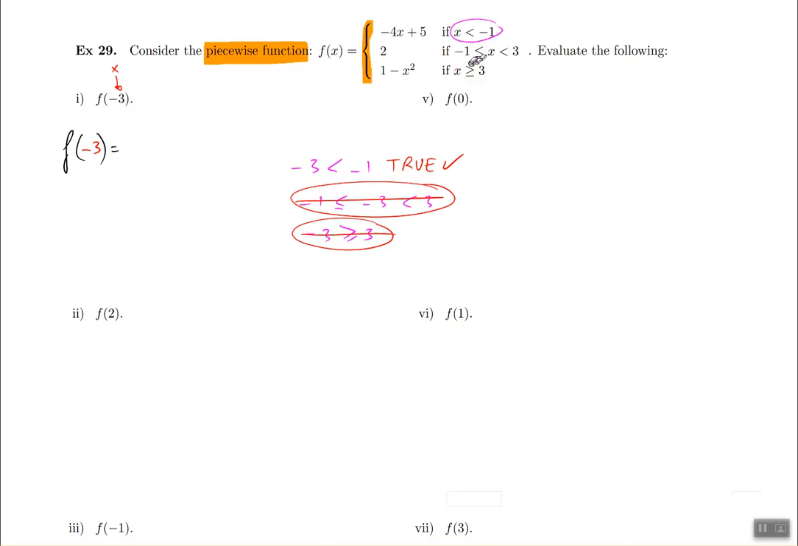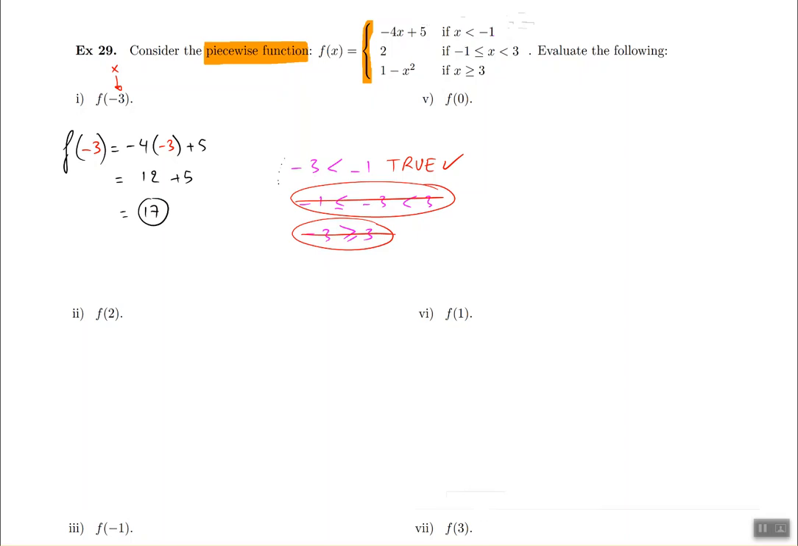That means that my equation for this particular case is going to be -4x plus 5, because this condition was satisfied, was true. I use the equation that's attached to it, which is -4x plus 5. And again, the x is supposed to be -3. Now all I have to do is compute some numbers. So this is 12 plus 5, which is at the end 17. And that's it. I am completely done.